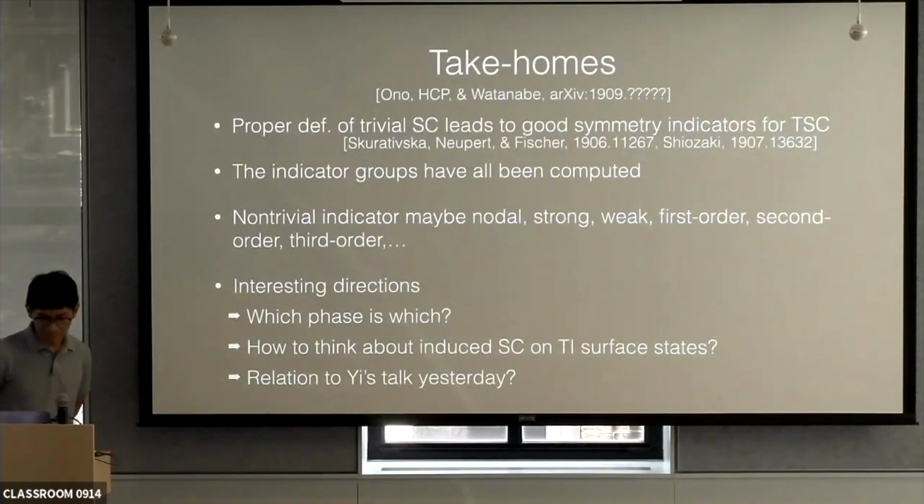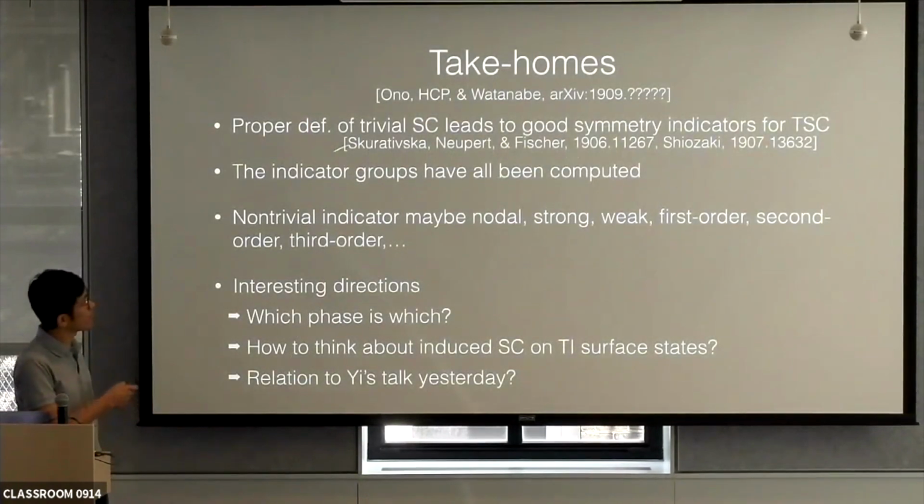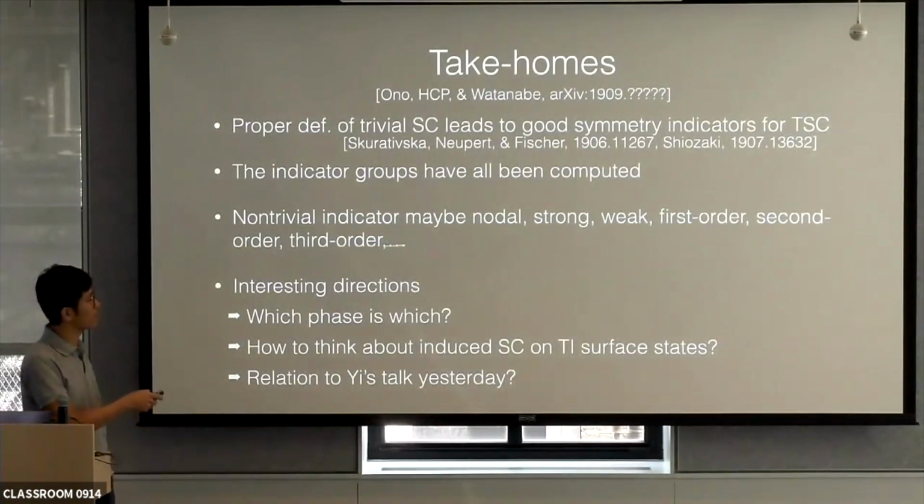And let me conclude with that. The quick summary is that there are these recent works that talk about how you should define trivial superconductors for the purpose of symmetry indicators. Then we can compare explicitly, and you look at the answers, and they indicate things like nodal topological superconductivity, strong or weak, first order, second order, whatever you like. And the list may not be exhaustive. There's something new that we just didn't realize yet.